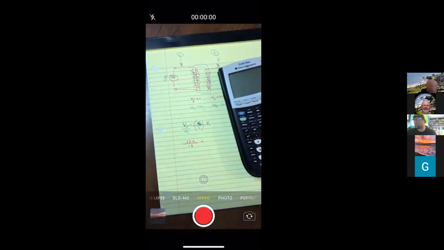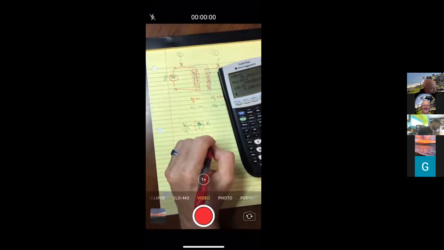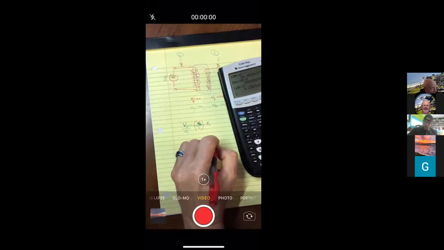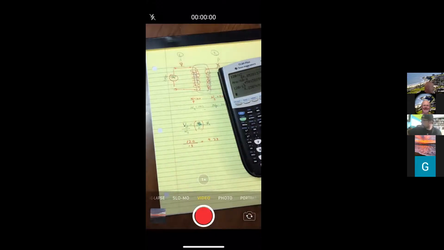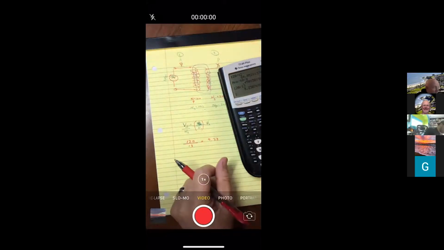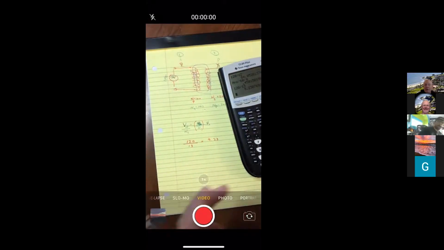Oh, so 120 is the wall? Yes, that would generally be the primary in most cases, because you're going to plug it into the wall and get your energy from the wall. So that's your primary.